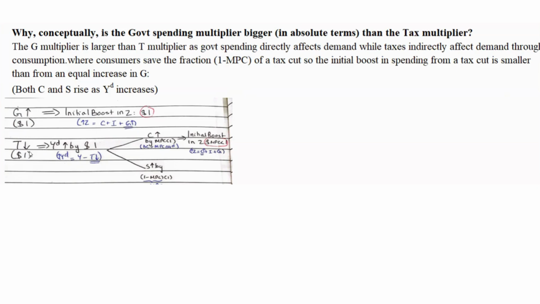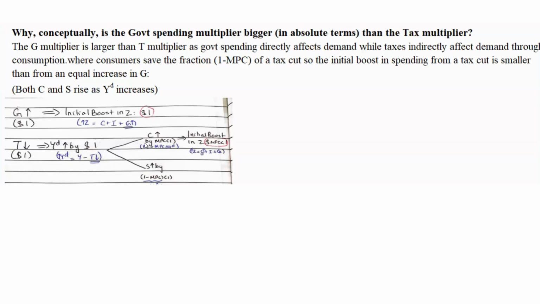If you reduce taxes by $1, that would increase your disposable income by $1, but consumption would only increase by MPC times 1. Remember, MPC tells us the change in consumption due to an additional dollar of disposable income, and MPC is less than 1. When your disposable income increases, you save a certain part of it and you consume a certain part of it. So disposable income increased by $1, your C would increase by MPC dollars and your savings would increase by 1 minus MPC dollars. So the initial boost in Z is just MPC, which is less than 1.